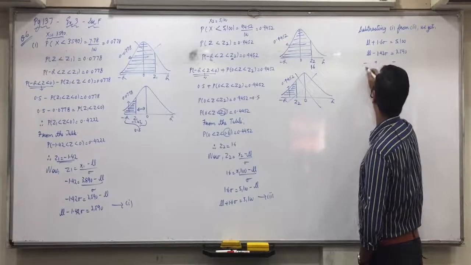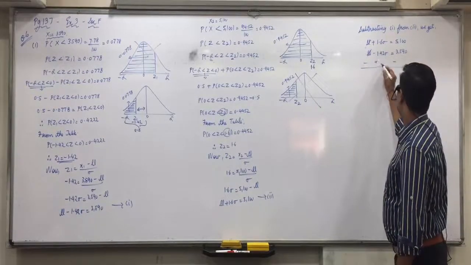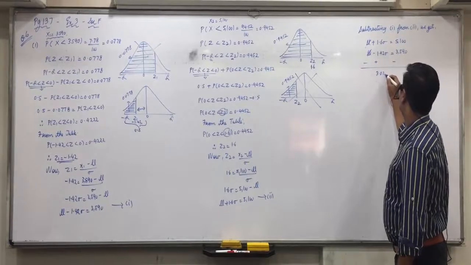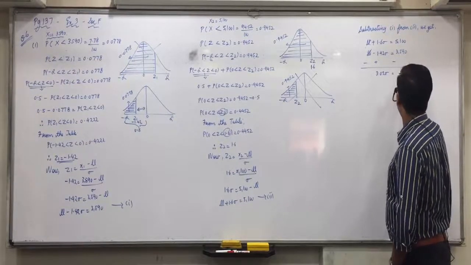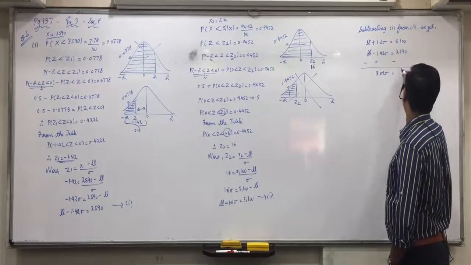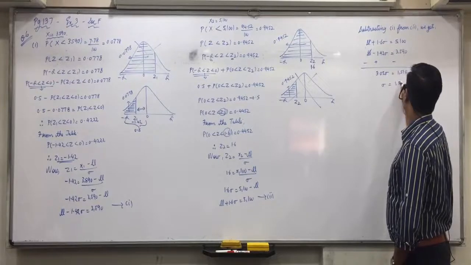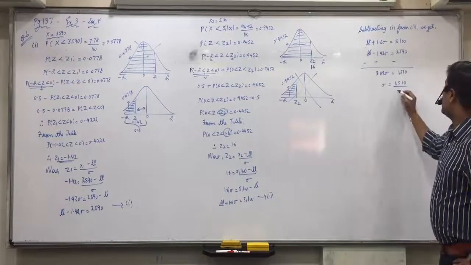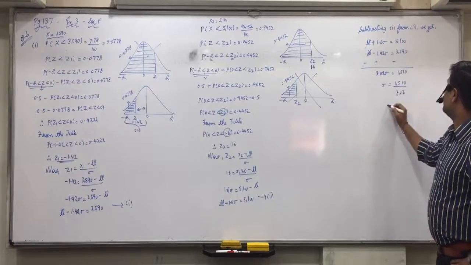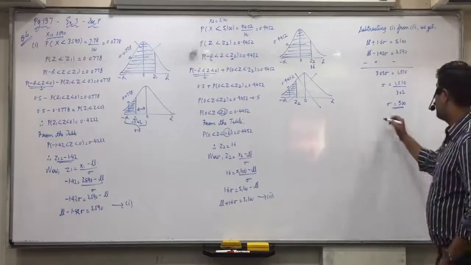Minus means the signs will change. Mu minus mu cancel. 1.6 plus 1.42 is 3.02 sigma. And here 5100 minus 3590 is 1510. So sigma is 1510 divided by 3.02, which is 500. This 500 we can substitute in any of the two equations and get the value of mu.